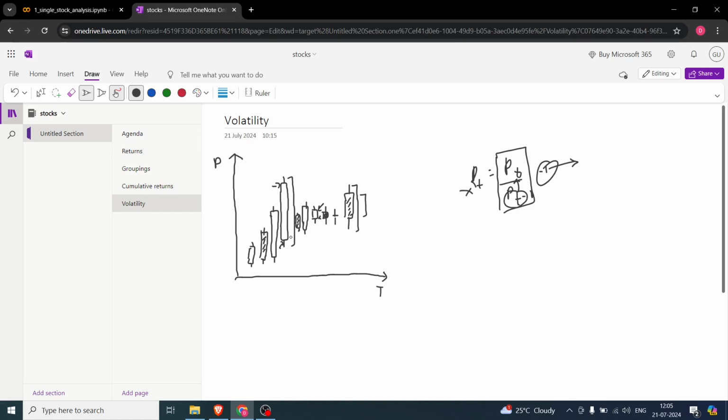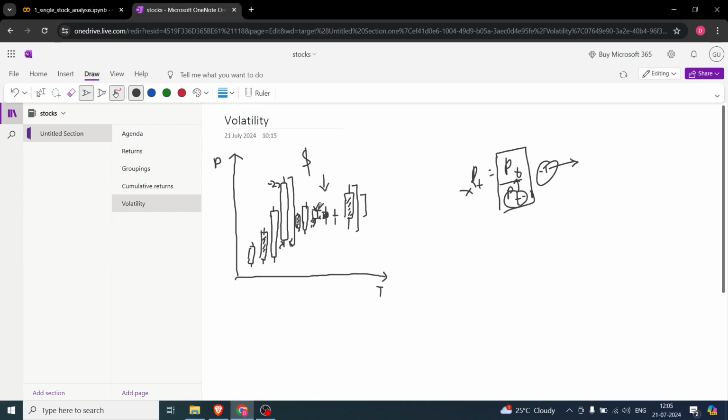So let's say this was a green candle and you bought the stock over here and you exited on the same day over here. You made a lot of profit on that day. But on this particular day, even though this is also green, you entered over here and exited just here, which means you made less profit.